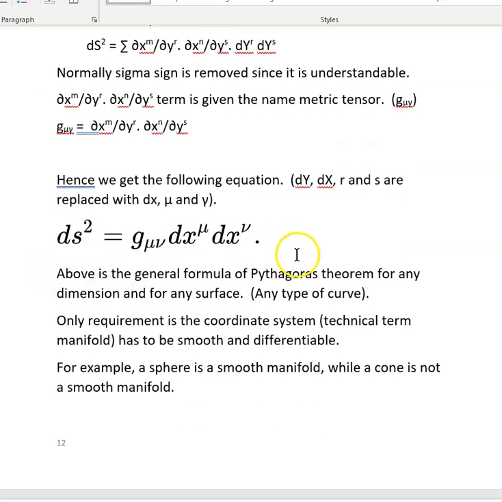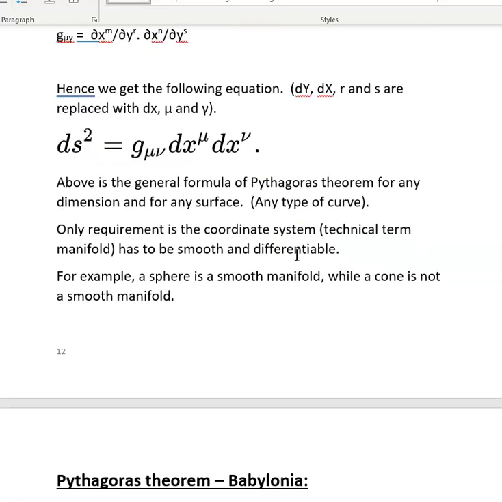So this is our general equation, and this would work for any surface, for any dimension, mu or nu. These are the dimensions, and this is the transformation from mu to new dimensions, and this is the metric tensor, and this is the distance. So the above is the general formula of the Pythagoras theorem for any dimension and for any surface, any type of curve. The only requirement is the coordinate system. The technical term for the coordinate system is manifold.